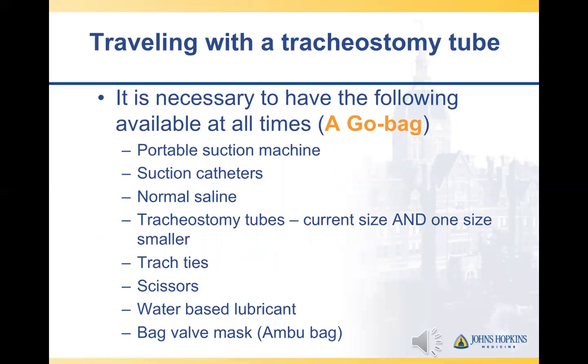When traveling with your patient with a tracheostomy, you want to be prepared for any emergency. We recommend traveling with a go bag, which contains the following: a portable suction machine, sterile suction catheters, normal saline, tracheostomy tubes, the patient's current size and one size smaller, extra tracheostomy ties, scissors, a water-based lubricant, and a bag valve mask, commonly called an ambu bag. It is also very smart to be sure someone in your party has a working phone.